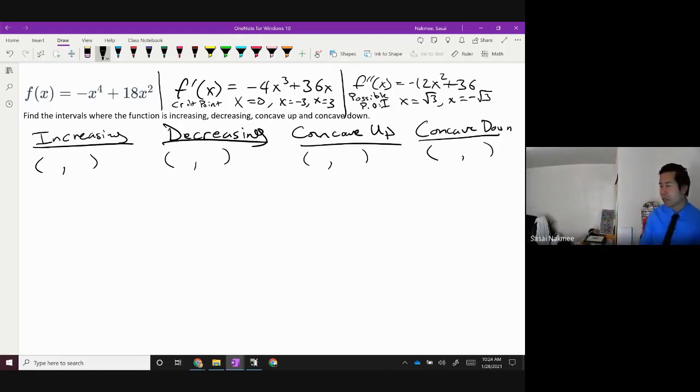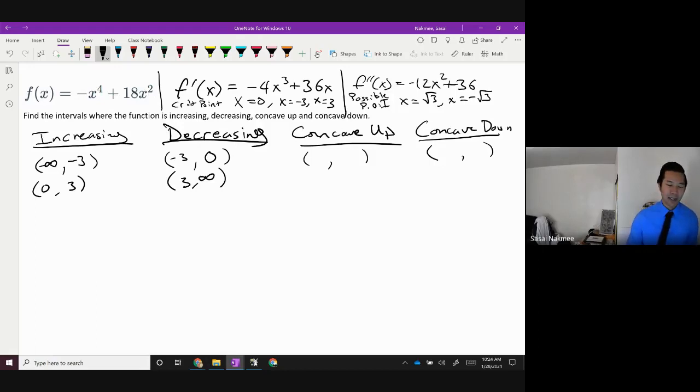From there, you're supposed to test the intervals you create to figure out if it's concave up, concave down, increasing or decreasing. For the critical points, the function should be increasing from negative infinity up to -3, decreasing from -3 to 0, increasing again from 0 to 3, and decreasing from 3 to infinity. Can you double check that you got that? That's what you should have gotten for your increasing and decreasing intervals.